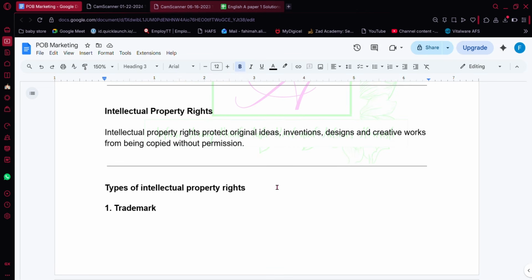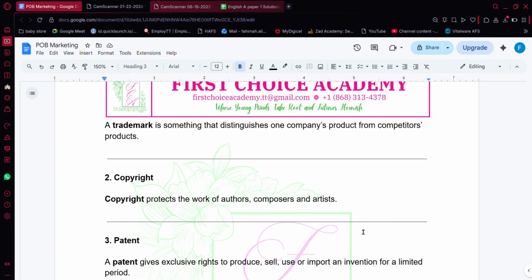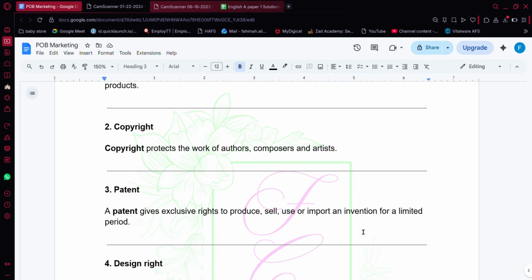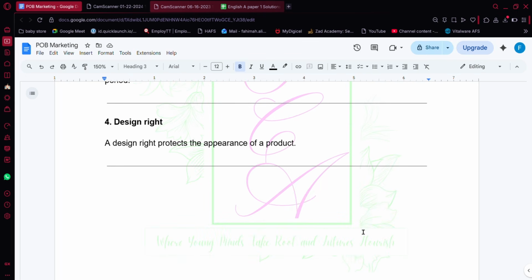Intellectual property rights protect original ideas, inventions, designs, and creative works from being copied without permission. Types of intellectual property rights would be a trademark, which is something that distinguishes one company's product from competitors' products. Copyright, which protects the work of authors, composers, and artists. A patent, which gives exclusive rights to produce, sell, use, or import an invention for a limited period. And a design right, which protects the appearance of a product.